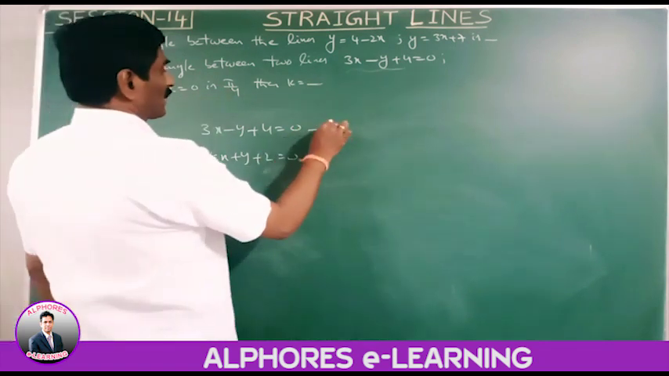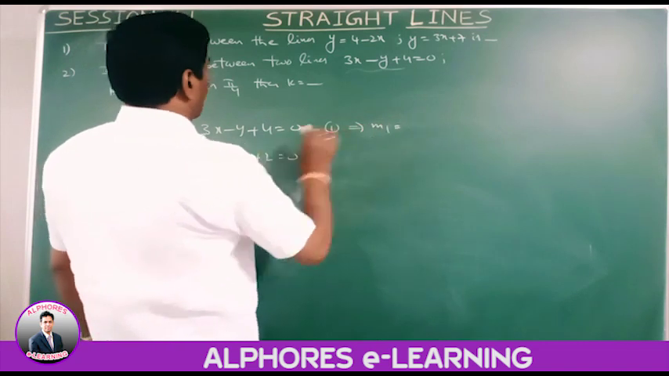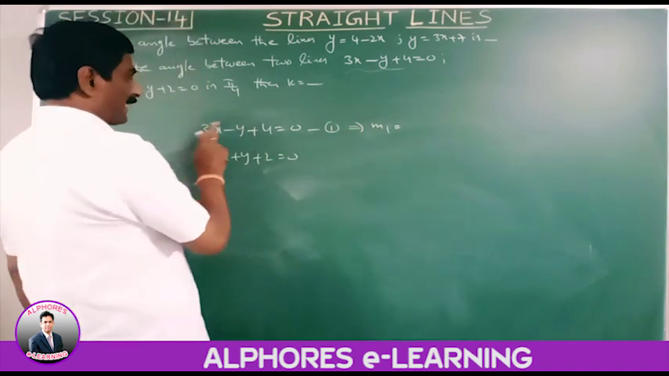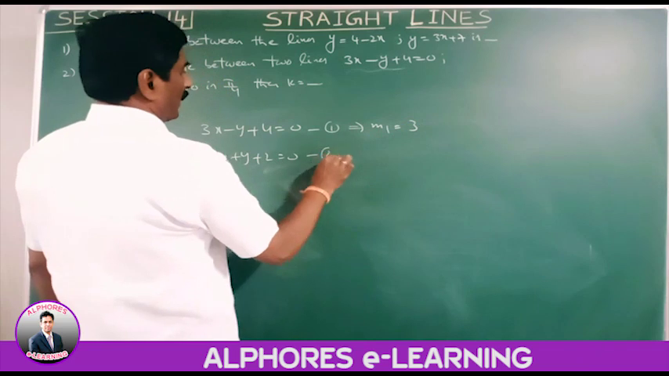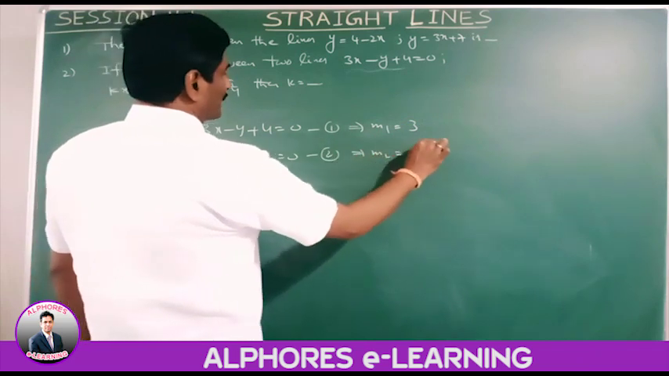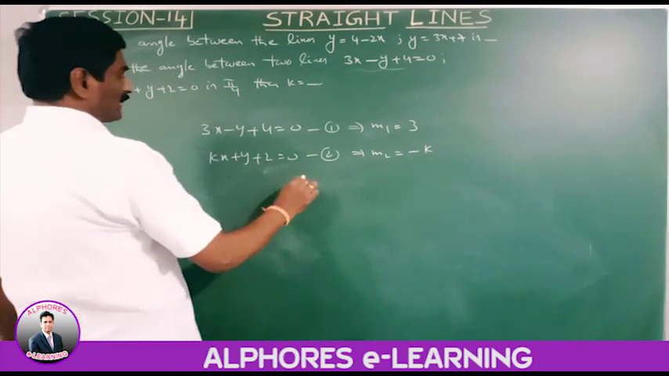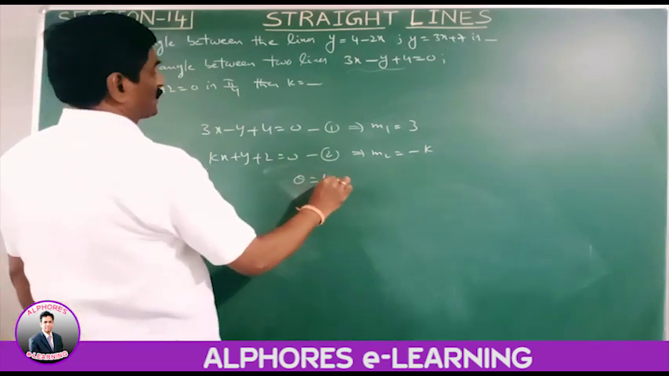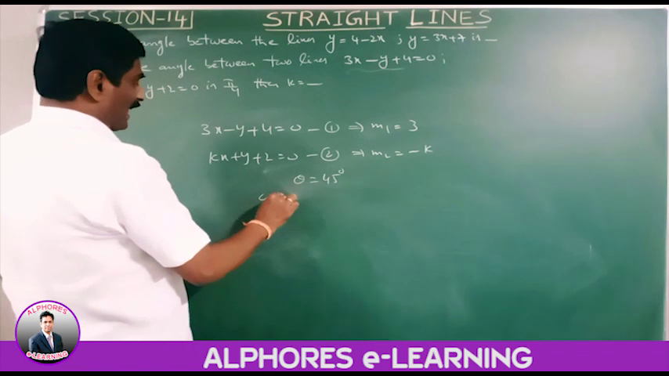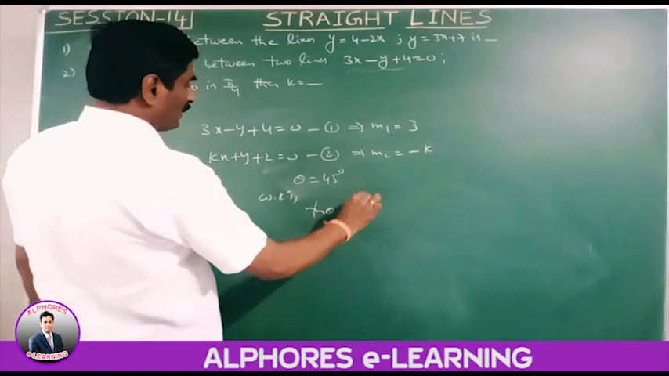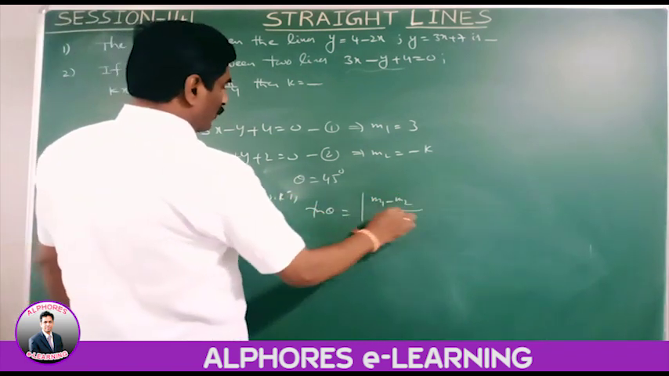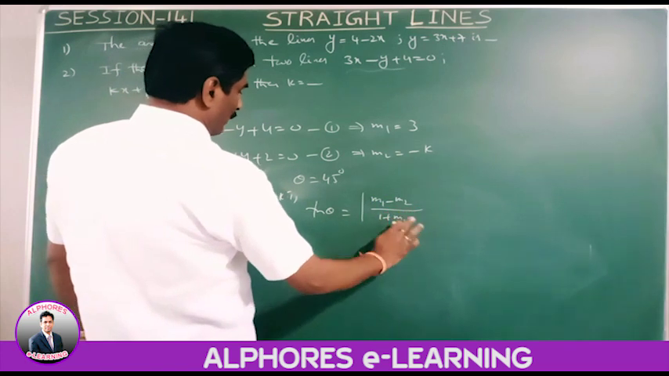Here, this is the first line. What is the slope of this line? Minus x coefficient by y coefficient means minus 3 by minus 1. That means 3. What is the slope of the second line? Minus k by 1. That means minus k. Here, theta is equal to 45 degrees. Pi by 4 means 45 degrees. We know that tan theta is equal to, what is the condition? Mod of m1 minus m2 by 1 plus m1 m2.